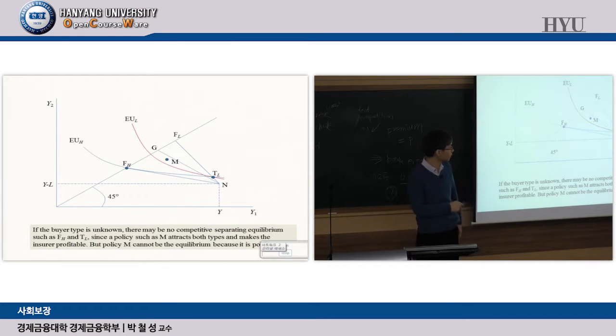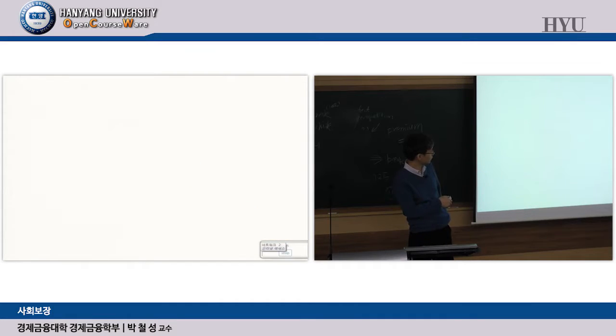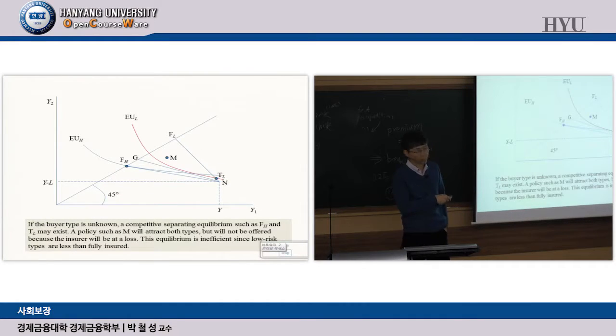Okay? So in this case, obviously this is a separating equilibrium, right? So in the separating equilibrium, this is an equilibrium. This is an equilibrium, okay? So they will sell the insurance at this point here, okay?